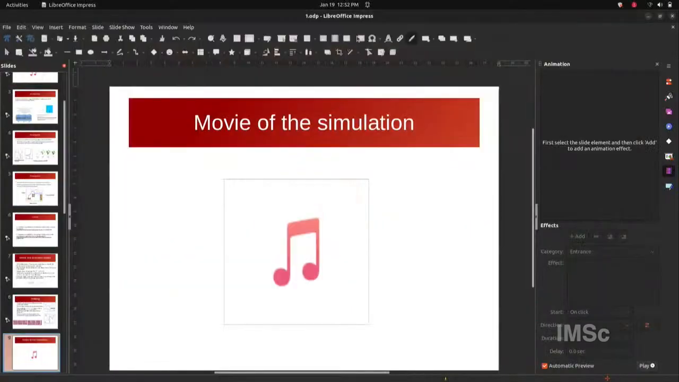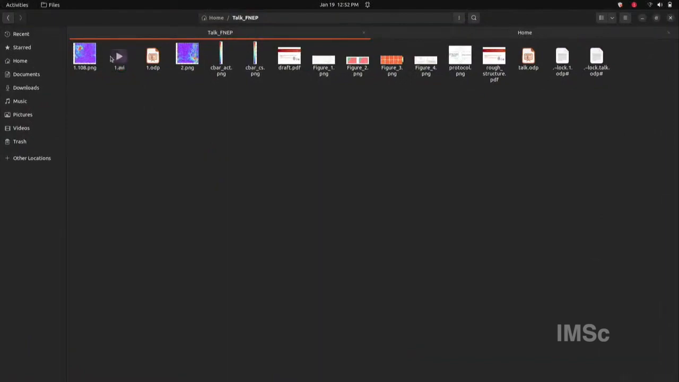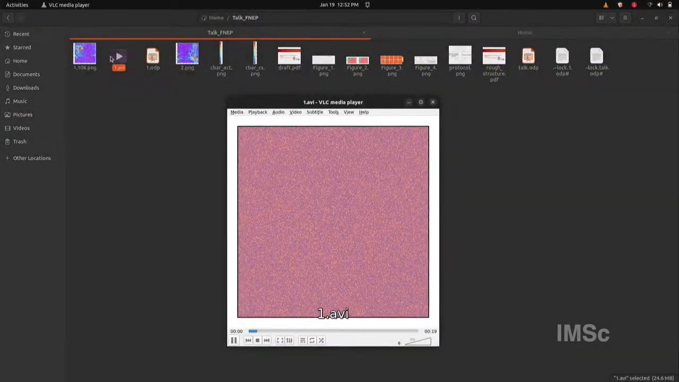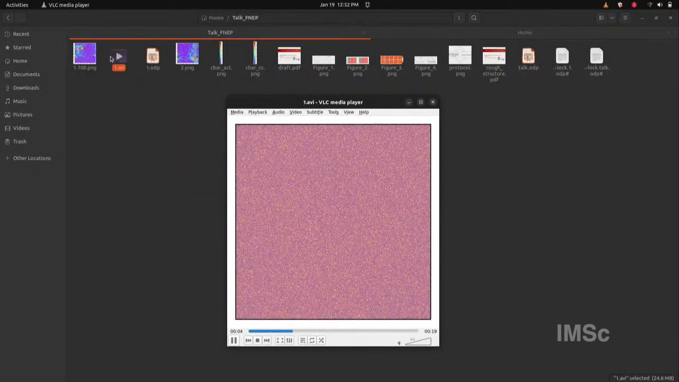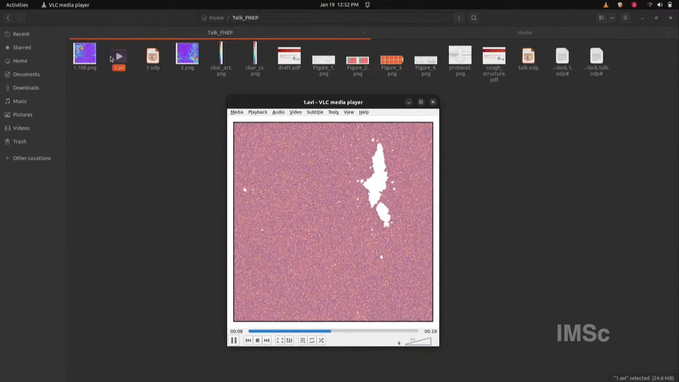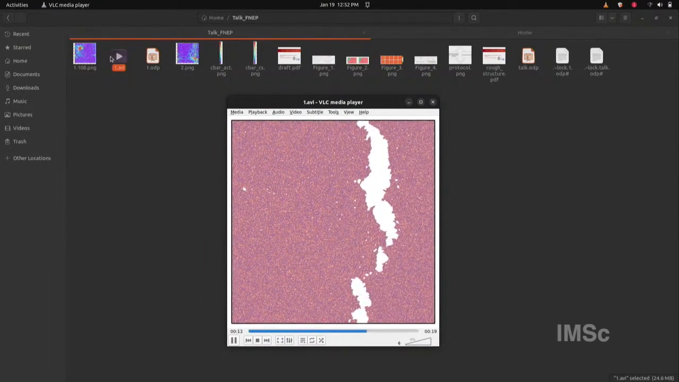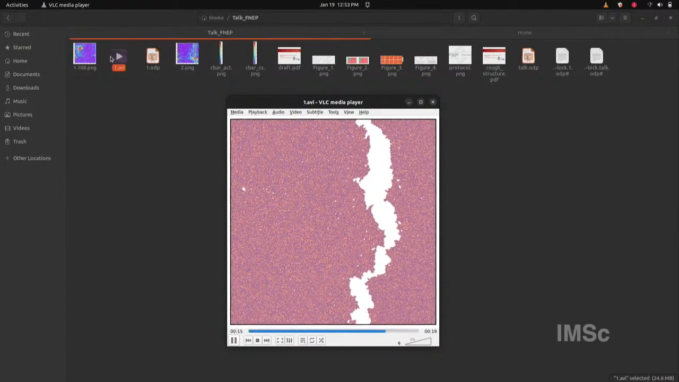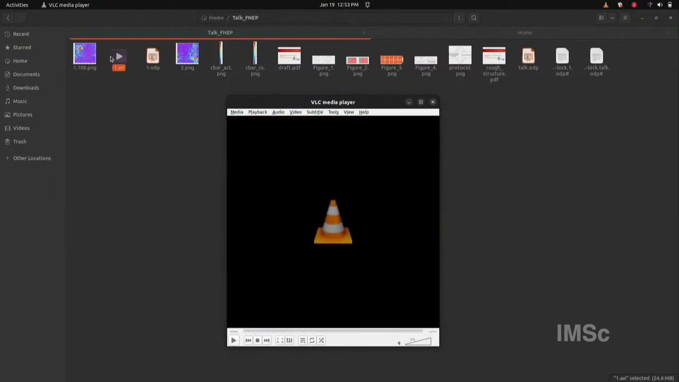I'll just quickly show the movie. This is the movie of the simulation. The solid is being expanded, and as you expand, you see these cavities, and these cavities merge and ultimately fracture the whole solid. I'll just go back to the presentation.